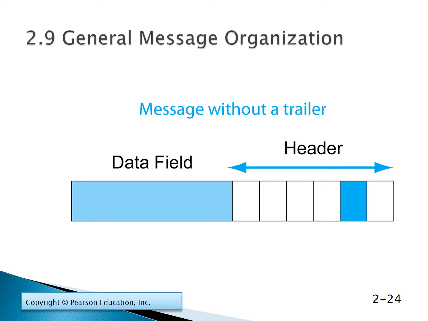There are also some messages that do not have a trailer, so it's only the header and data field. This is also very common, because normally you just get all the metadata or header information from the beginning. You don't need to get it from the end. But for some messages, we do have to get it from the end. It depends on the protocol, and we will see both later on in this course.